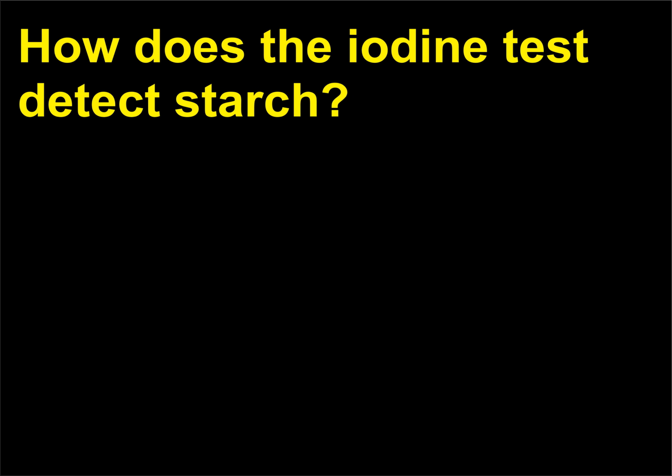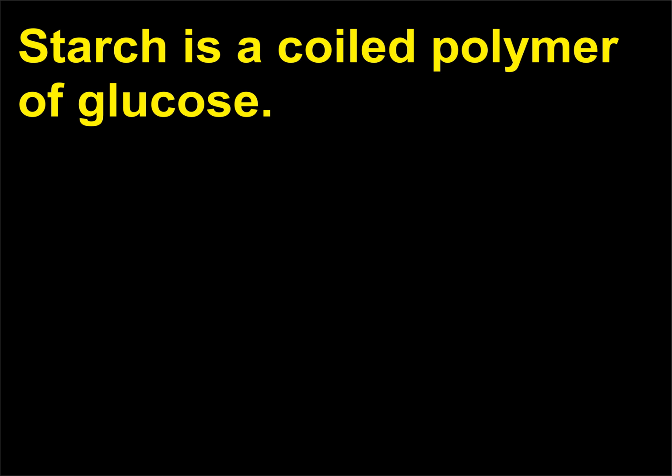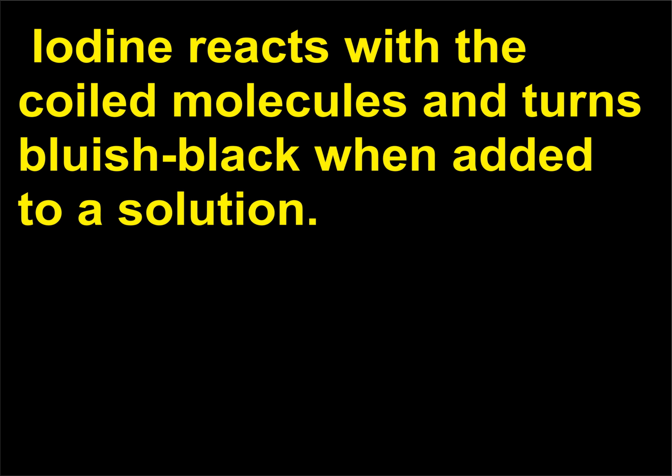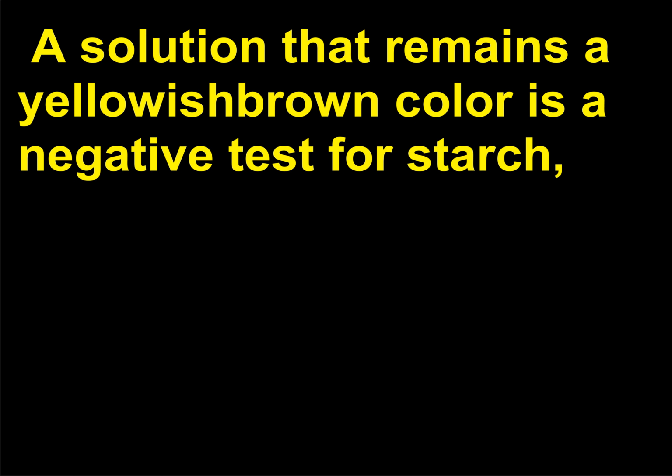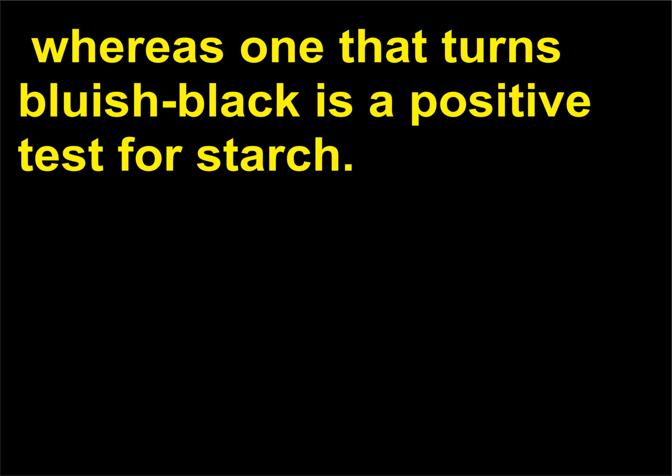How does the iodine test detect starch? Starch is a coiled polymer of glucose. Iodine reacts with the coiled molecules and turns bluish-black when added to a solution. A solution that remains a yellowish-brown color is a negative test for starch, whereas one that turns bluish-black is a positive test for starch.